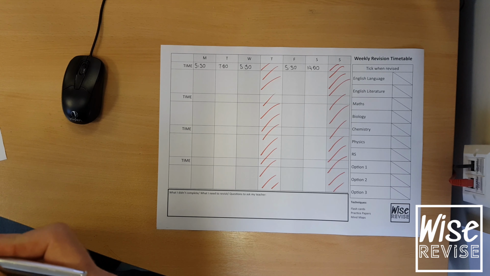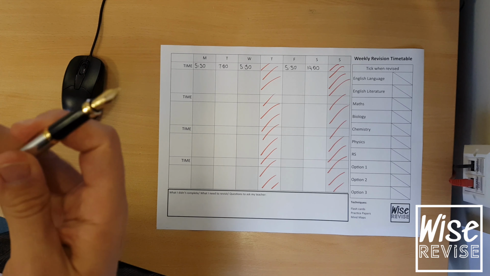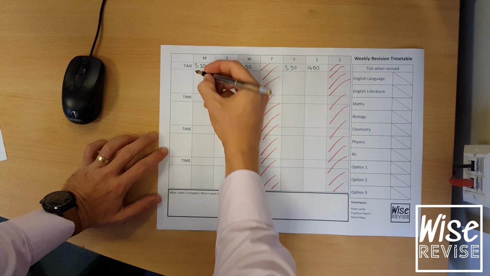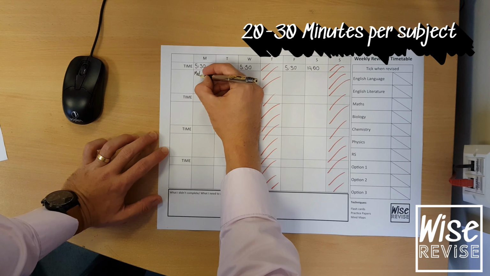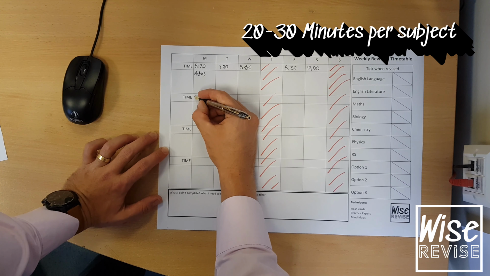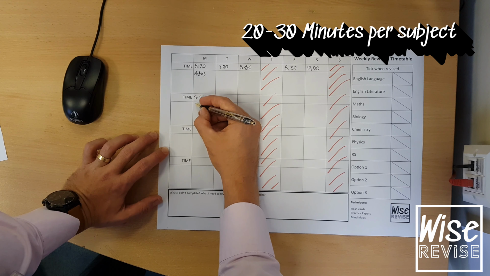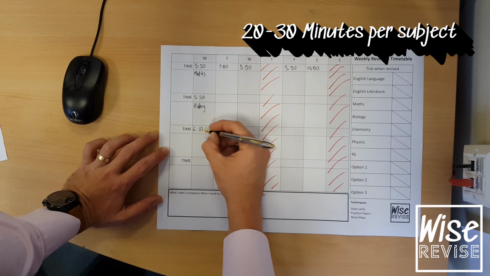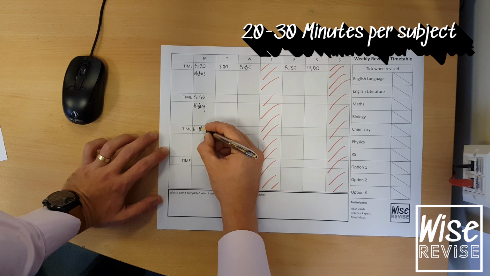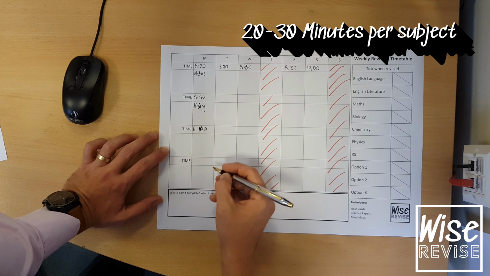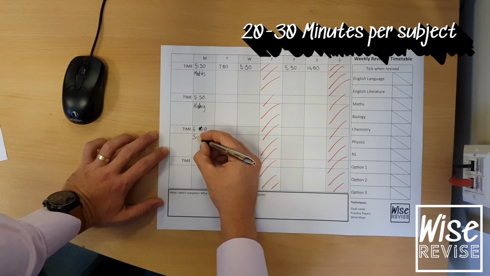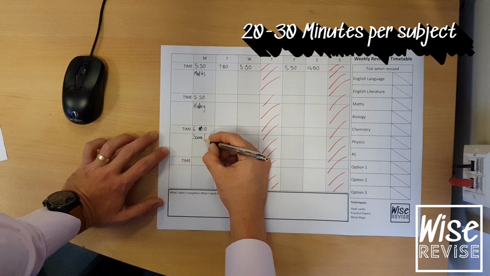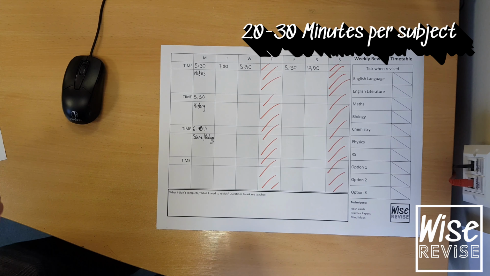So if we started, say, for example, on Monday, maybe I'd start by doing some maths. And then 5:50, maybe some history. Bad maths. Oh no, 6:10. Let's say some science, some biology, and then fill in the rest of the week.